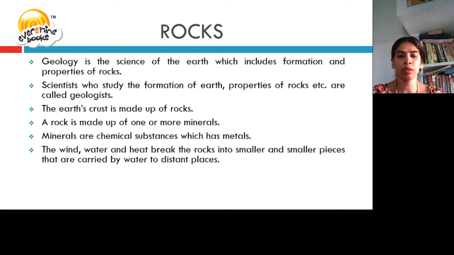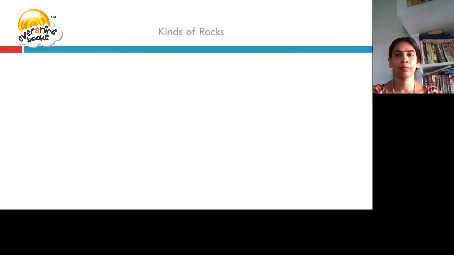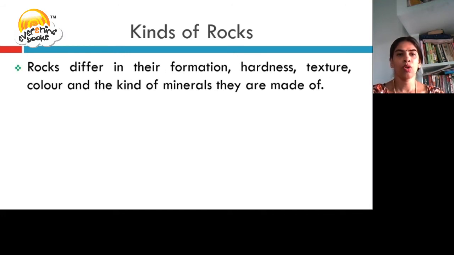The wind, water, and the heat break the rocks into smaller and smaller pieces so that they can be carried away by water to distant places. This results in the formation of soil. Therefore, we can say that all clay and sand are broken down from the rock. Let us learn about different kinds of rocks. Rocks differ in their formation, hardness, texture, that is appearance, color, and kind of minerals they are made of.